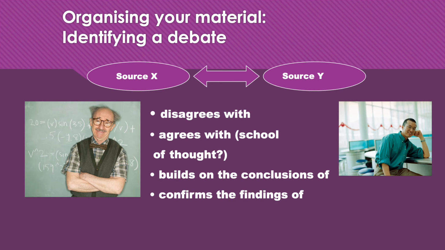Source X can also confirm the findings of source Y, so these can be things that they agree with each other, therefore it confirms that those findings are correct and valid and reliable. However, source X can also have reservations about source Y, so it might have some issues with source Y's research, or it might be able to spot some gaps in the existing research out there.